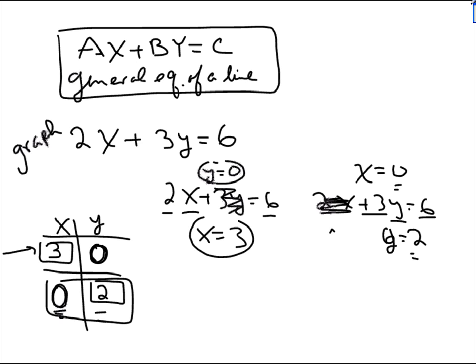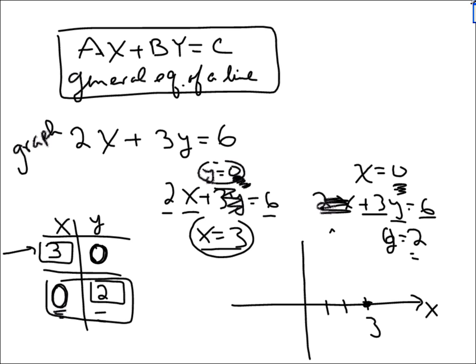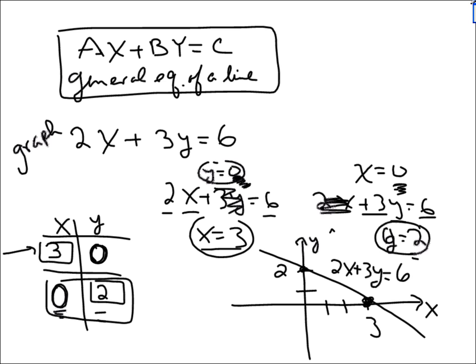And you plot this. Remember, whenever y is 0, you're on the x-axis, an x-intercept. The x-intercept is at 3. When x is 0, you're on the y-axis, a y-intercept, which is at 2. There's the graph of your line. Which line? 2x plus 3y equals 6. Let x be 0, find y. Then let y equal 0, and find x.